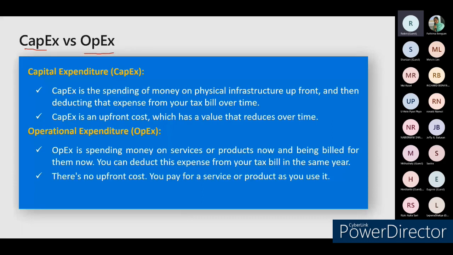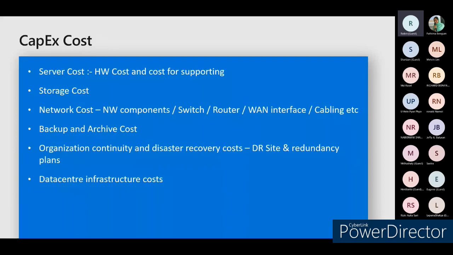CapEx is generally known as capital expenditure. This is the amount of money you are spending on purchasing your assets or your equipment. So CapEx is the spending of money on your infrastructure. For example, the money you spend purchasing a server, the hardware cost, or the storage cost, if you are implementing EMC or NetApp or any other storage vendor or technology. Or you may be using routers, switches, WAN interfaces, cabling, or other infrastructure for enabling your network. That investment is considered a network cost.